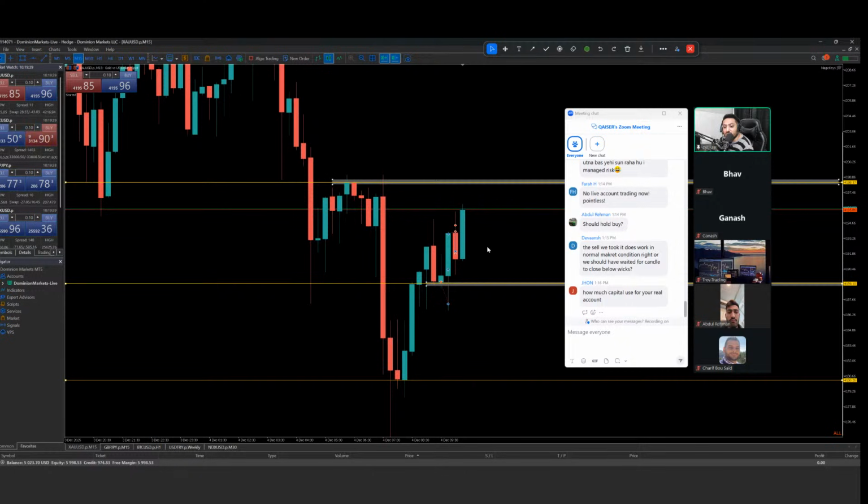How much capital used for real account? I would say go with $1,000, not more than that. Please trade in NY. There is so much manipulation in London now. NY also behaves like that actually.